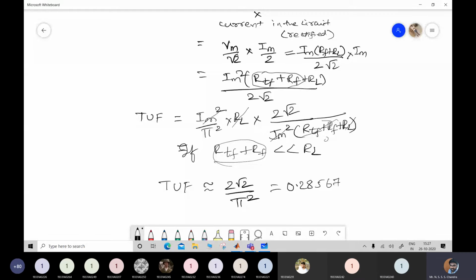Full wave rectifier is of two configurations. If they did not mention any configuration, by default it will be a full wave rectifier with center tap transformer. Otherwise, they will mention that it's a bridge rectifier. So bridge rectifier implies that it's a full wave rectifier with bridge configuration. Now I'll be showing you the simulation diagram of the full wave rectifier.